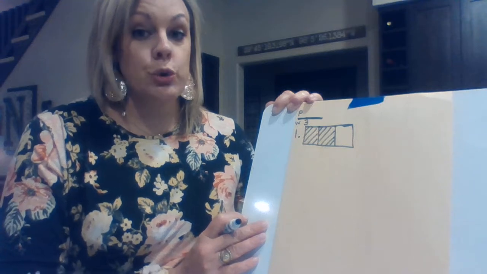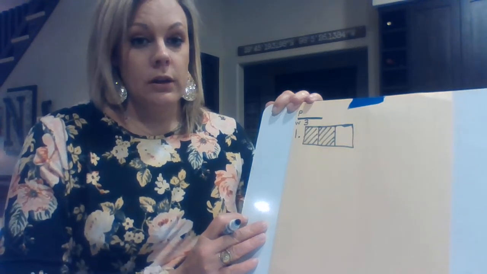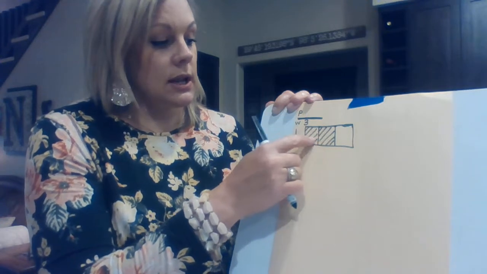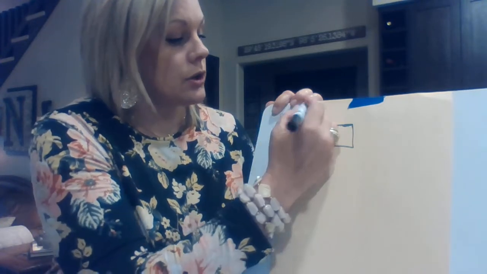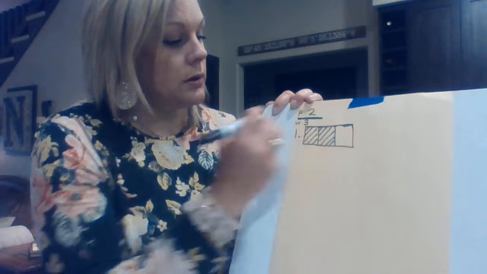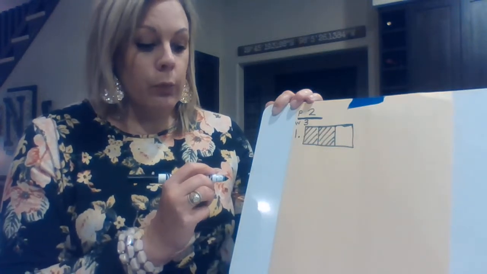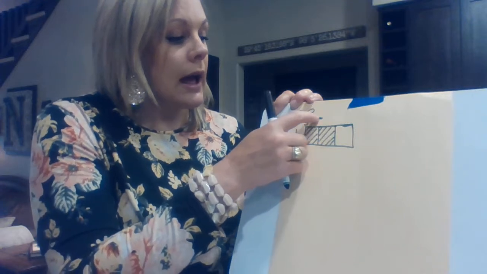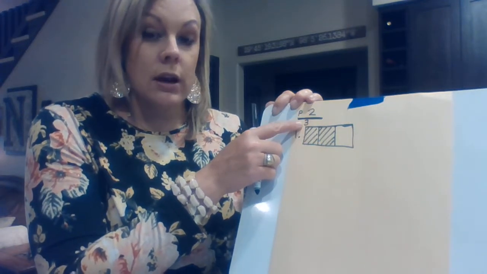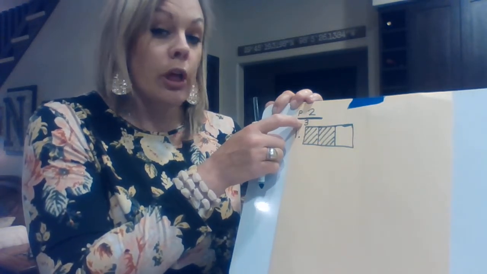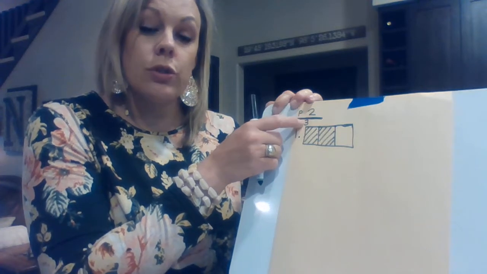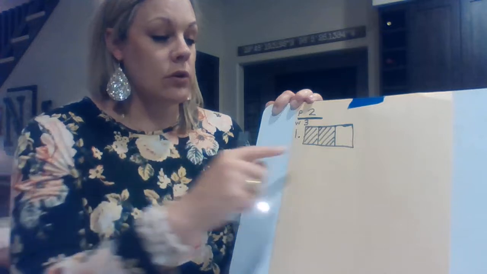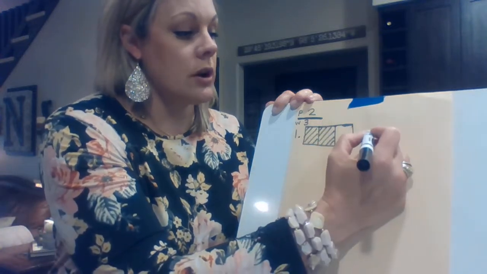Okay? And there are 2 of them. So now how many parts did I color? I colored 2 parts. So now what my fraction says is 2 out of 3. And another way to read that is 2 thirds. 2 thirds. Okay?